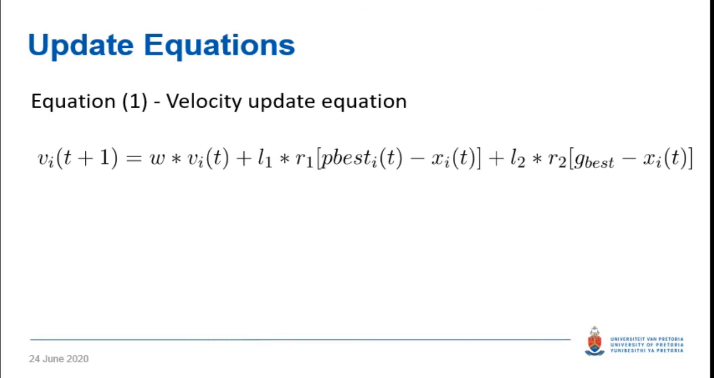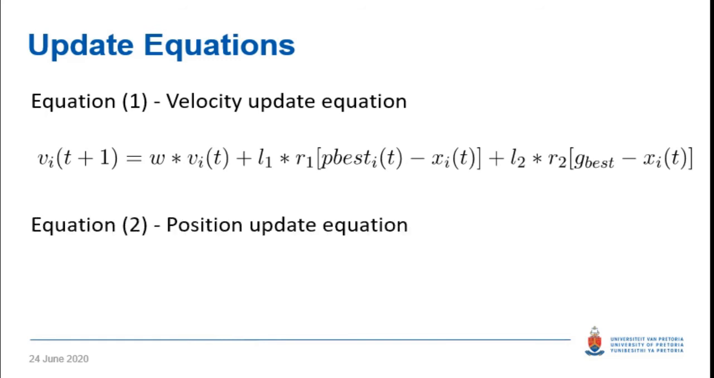The last term in that equation, which is multiplying L2 by R2, is then looking at taking into consideration the difference between G best and the current position of the particle when updating the velocity. So that's the last part of the equation. So once we've worked out the new velocity value, that value is then used to update the new position for the particle.